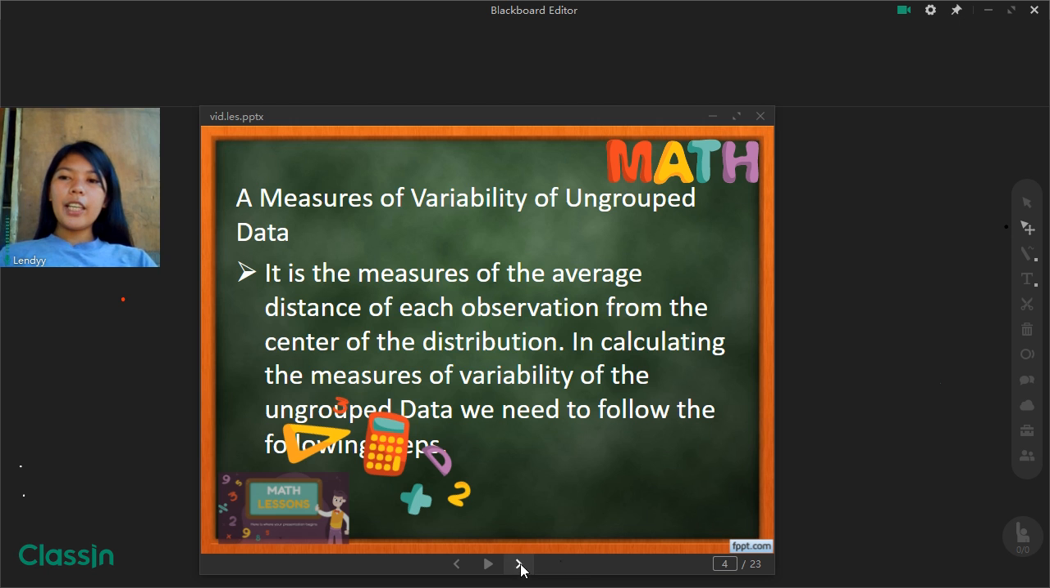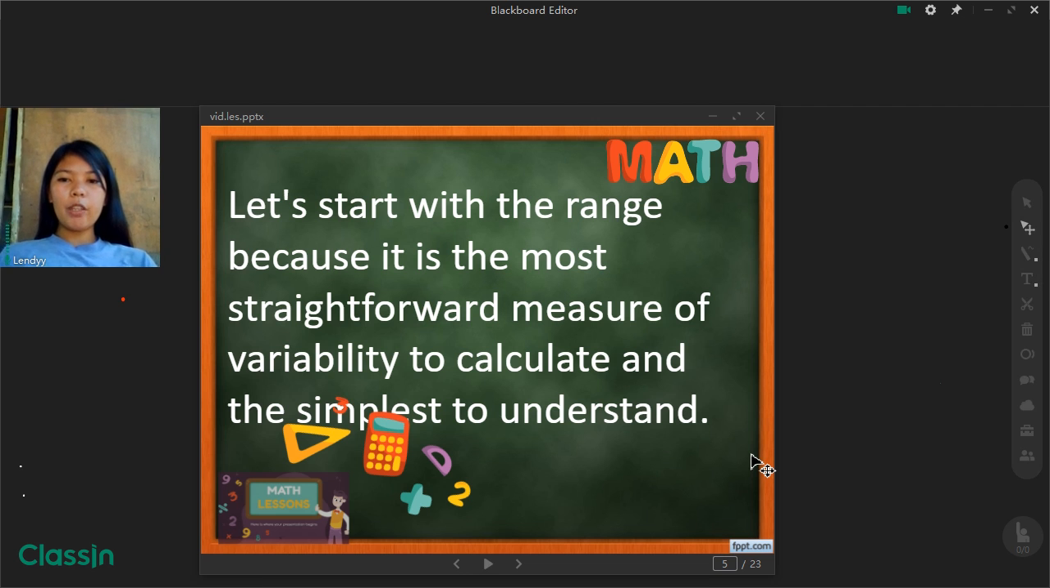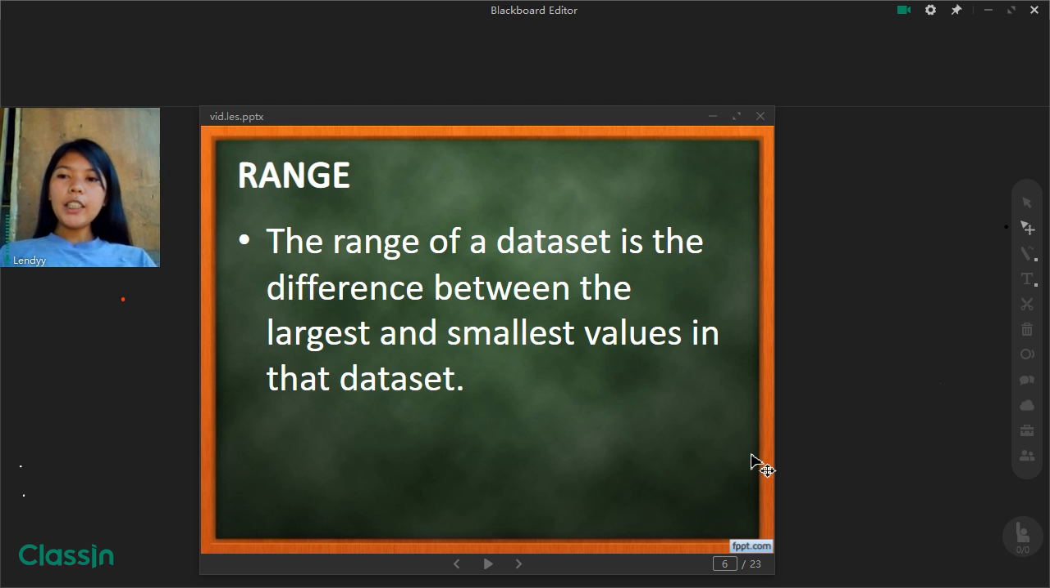So in calculating these measures of variability of ungrouped data, we will need to follow the following components. We have the first component, the range. Range is one of the easiest and the simplest to calculate. The range is simply the difference between the largest and the smallest values in the data set. We have the formula of our range. Range is equal to highest value minus lowest value.